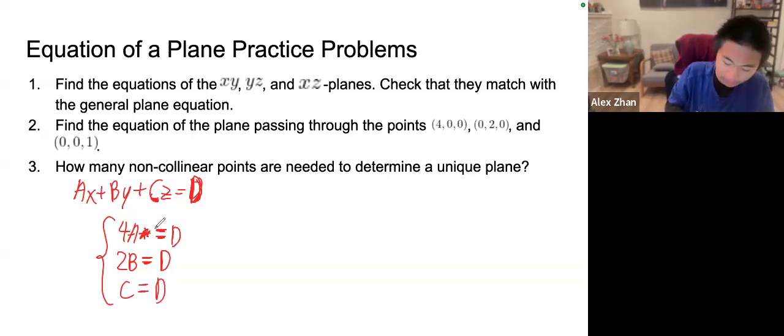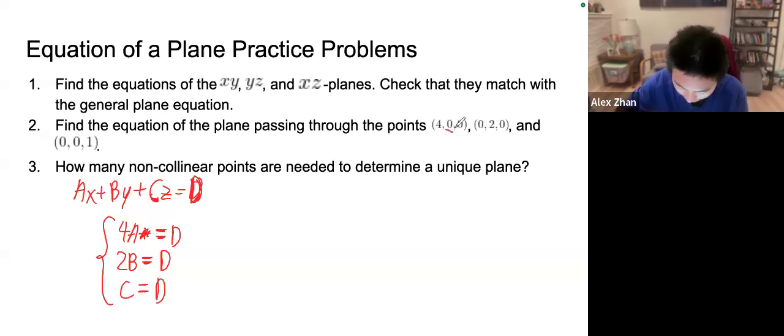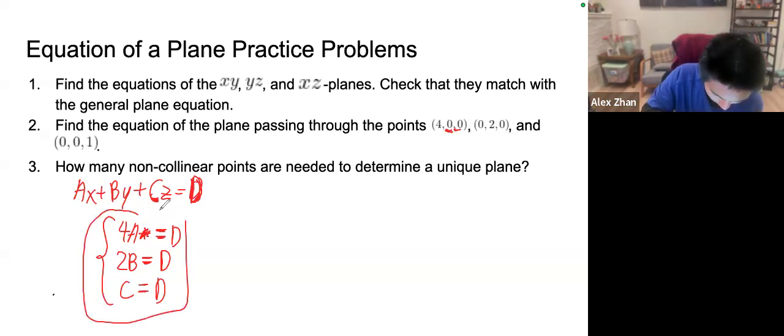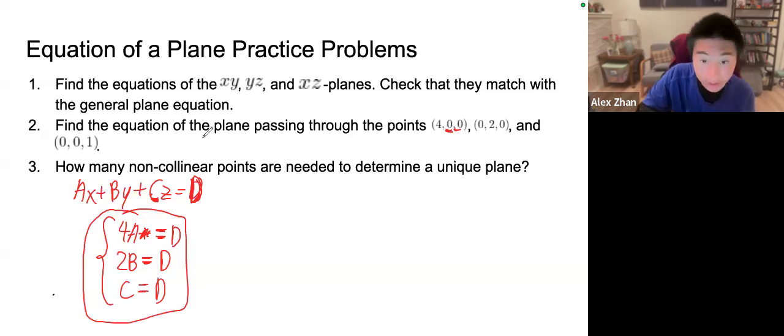Wait, you guys understand why the other terms are gone, right? I hope you understand this one. It's just because these are zeros. So now you have 4a is equal to d, 2b is equal to d, and c is also equal to d.